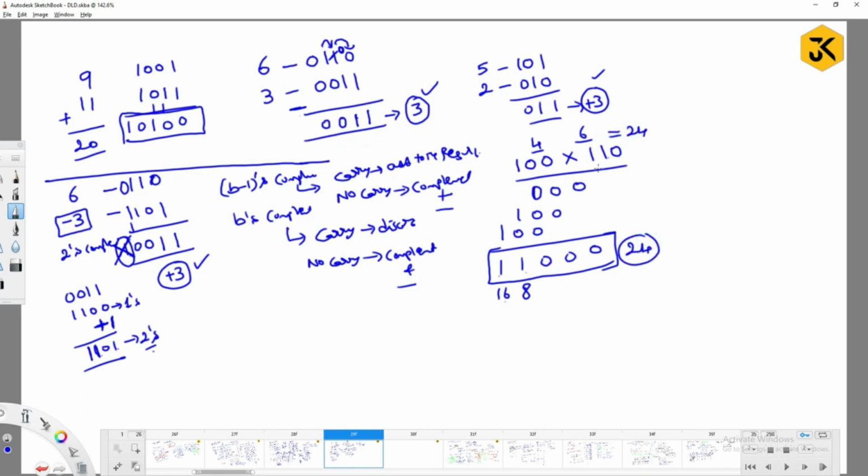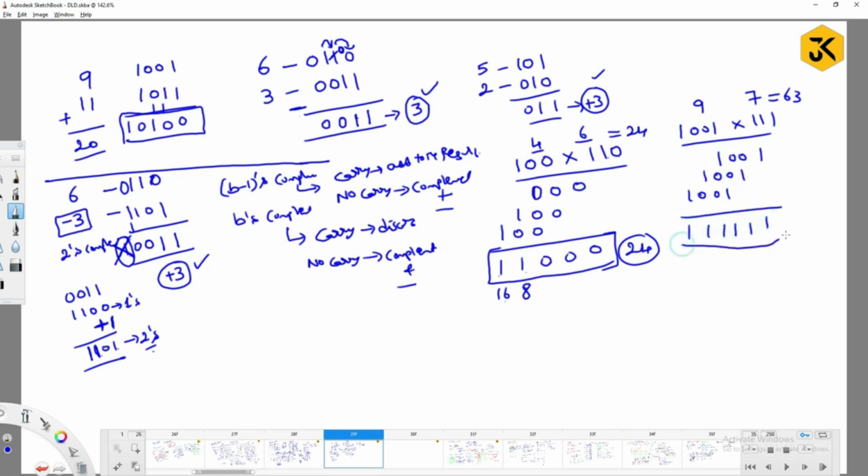Okay. If you want, let me take one more example. 1 0 0 1 multiplied with 1 1 1. What is the value? This is 9 and this is 7. In total you should get 63, since 9 times 7 is 63. So when you multiply with 1, this will be 1 0 0 1, again 1 0 0 1, and again 1 0 0 1, three times the same thing. The total is 1 1 1 1 1 1, which is 63. So like this you can perform multiplication.